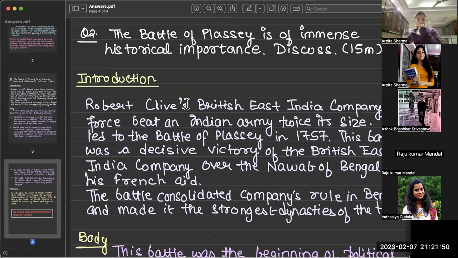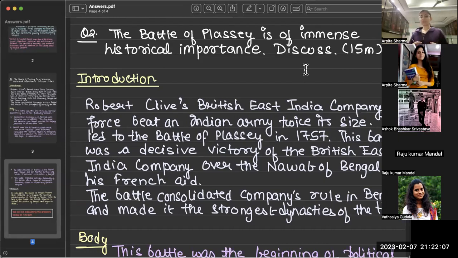Okay. Now the second question was, Battle of Plassey is of immense historical importance. Discuss. I told you in the first lecture itself, Battle of Plassey is the battle where the British established their superiority in terms of army, right?